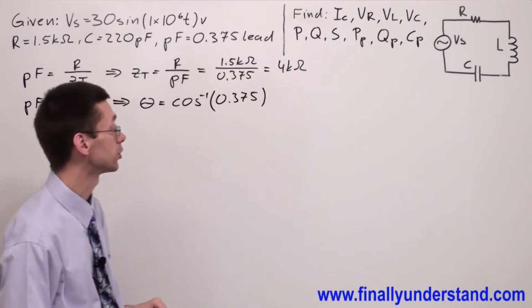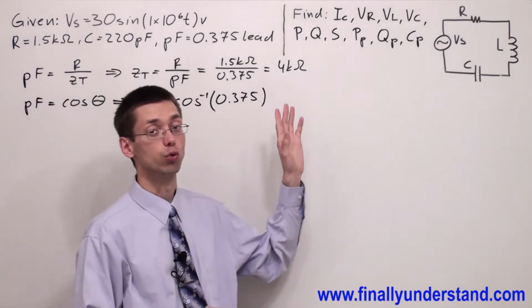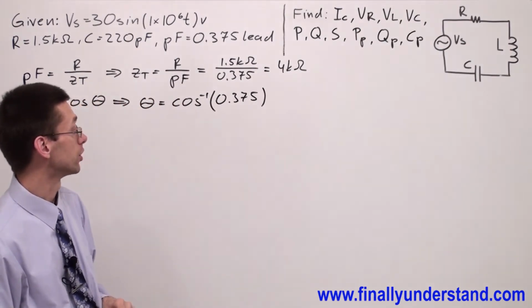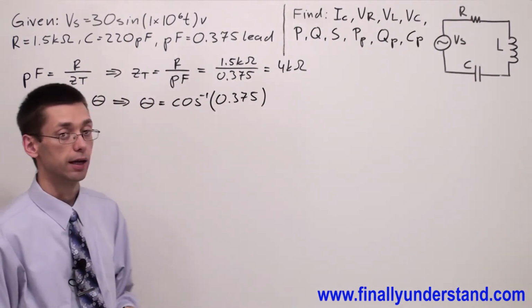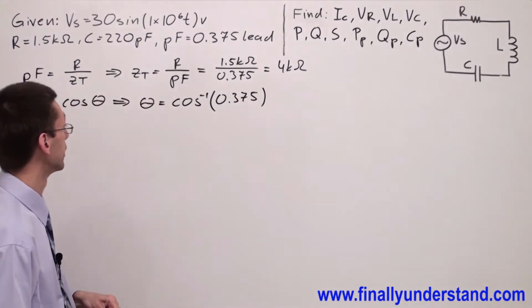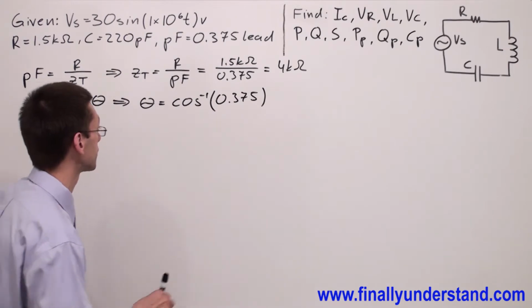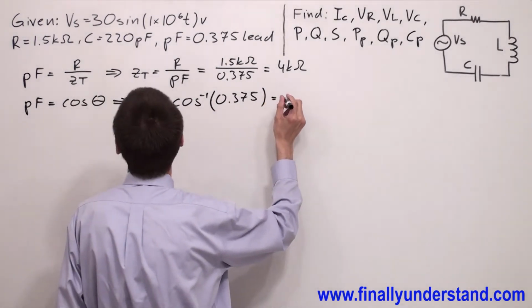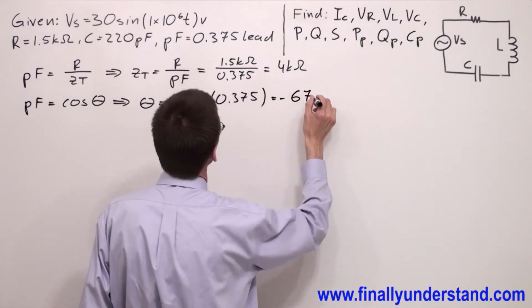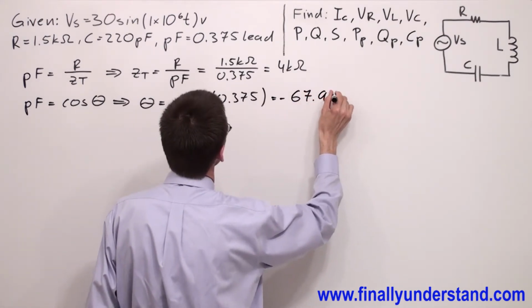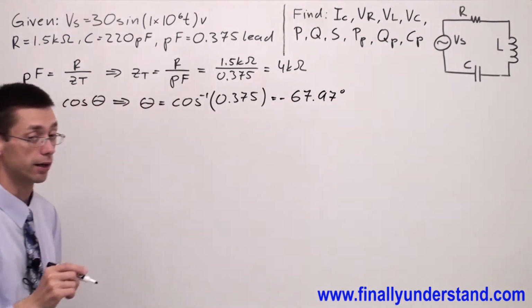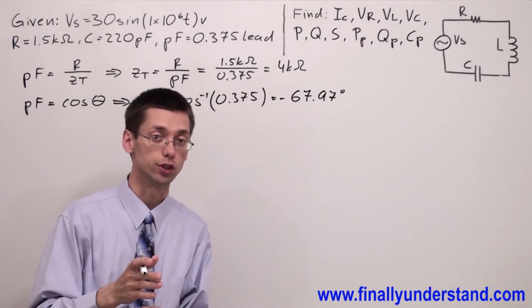Please notice that next to the value of power factor we have the word lead. It means that in this circuit the current is going to lead the voltage source by a certain angle which we are going to find, right? And it means that our angle is going to be negative. So this is equal to negative 67.97 degrees.